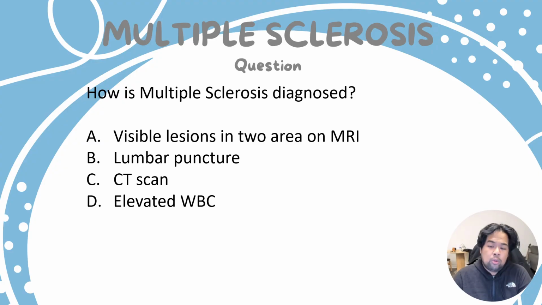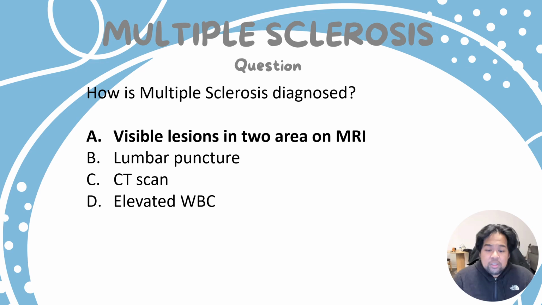How is multiple sclerosis or MS diagnosed? We just talked about this. I included these things, so these might be distractors, but the main thing that we're looking at is A, visible lesions in at least 2 areas on an MRI, and we just talked about that.